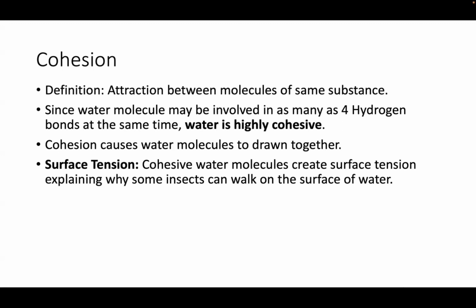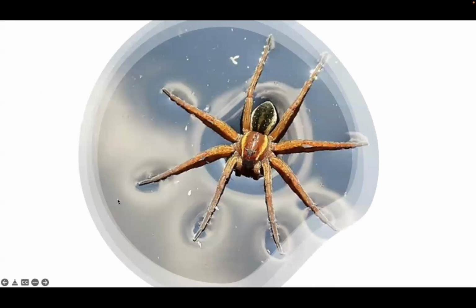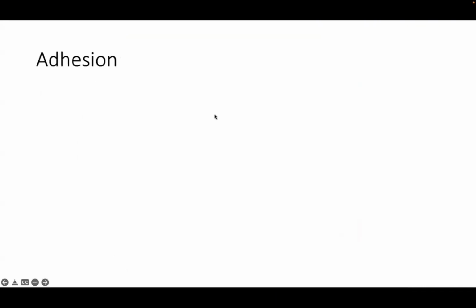As it is defined here, cohesive water molecules create surface tension, explaining why some insects can walk on the surface of water. The strong attraction between water molecules produces surface tension, which supports lightweight insects walking on water. So, as you can see, a spider, a lightweight insect, can walk on water because of cohesive forces. The water molecules are drawn together, and that's why lightweight insects like spiders can walk on the surface of them.